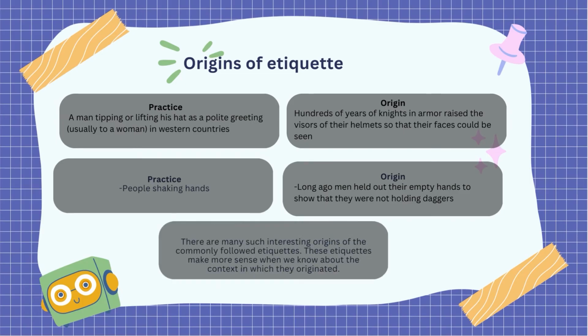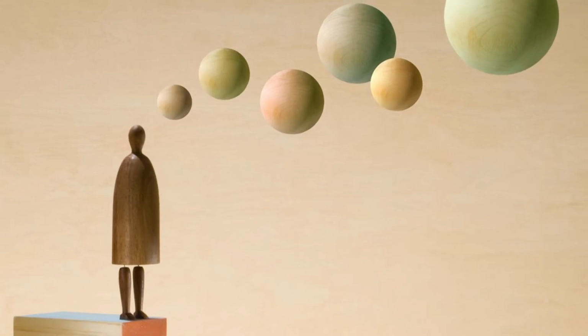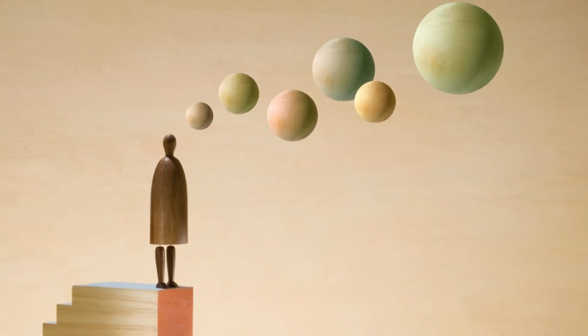There are so many interesting origins of the commonly followed etiquettes. These etiquettes make more sense when we know about the context in which they originated, right? Without context, we do not really get to know why we are using these etiquettes. So that is why we need to know the origin, in order to know why it is called a good etiquette.